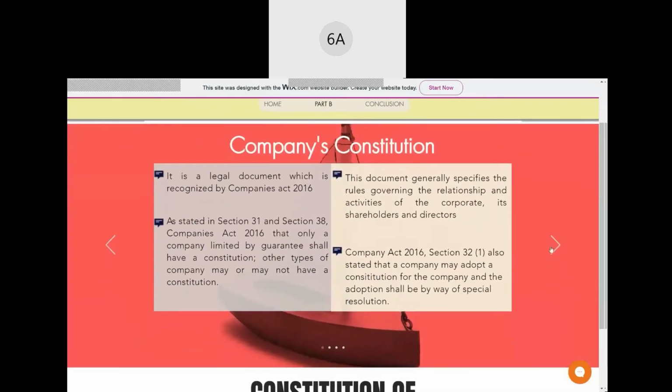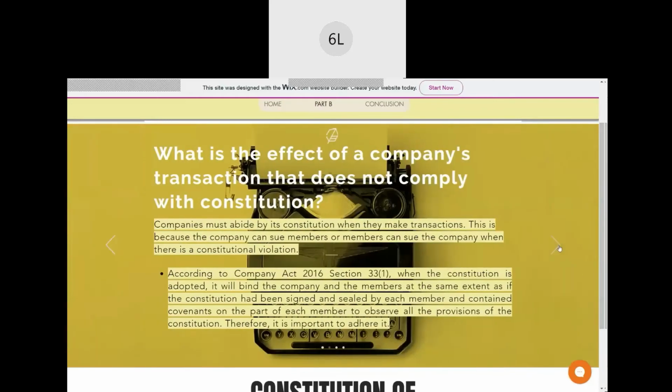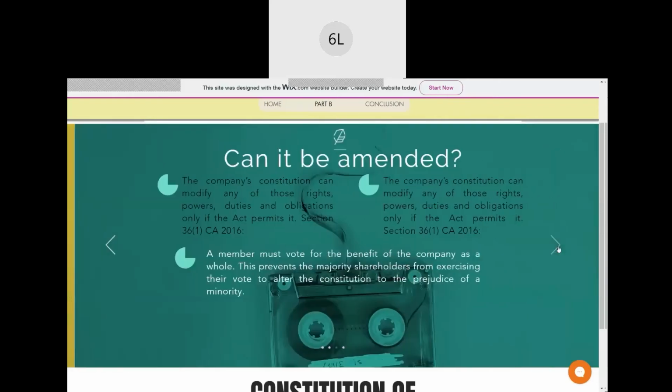So the next part is companies' constitutions. It is a legal document which is recognized by the Companies Act 2016. This document generally specifies the rules governing the relationship and activities of the corporate, its shareholders and directors. So a company must abide by its constitution when they make transactions. This is because the company can sue members or members can sue the company when there is a constitutional violation.